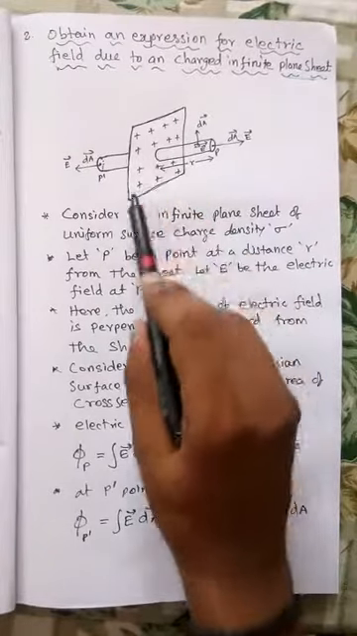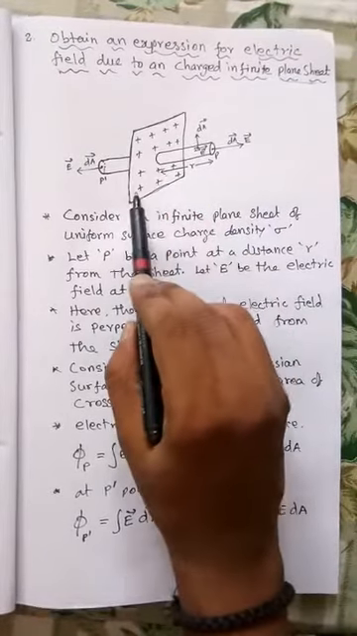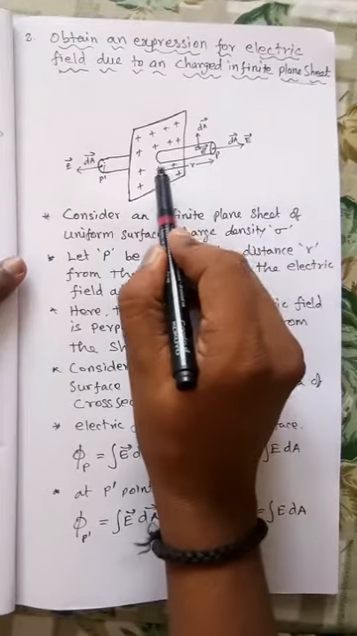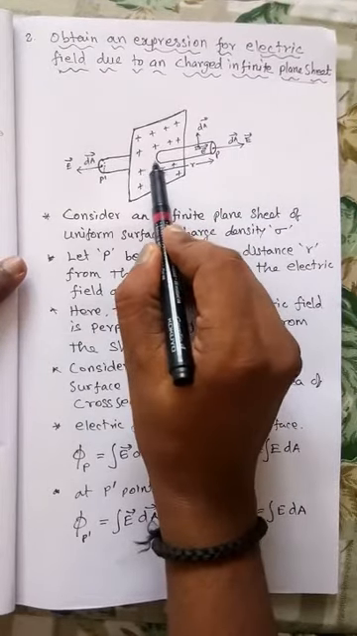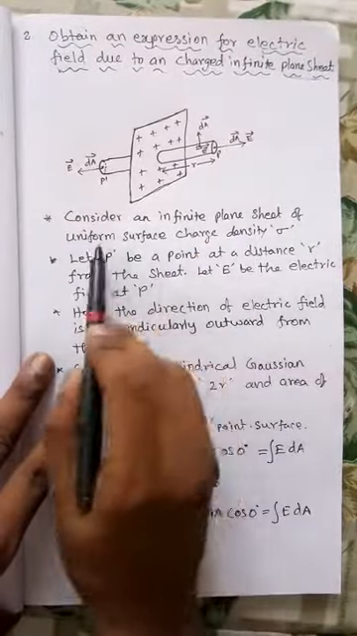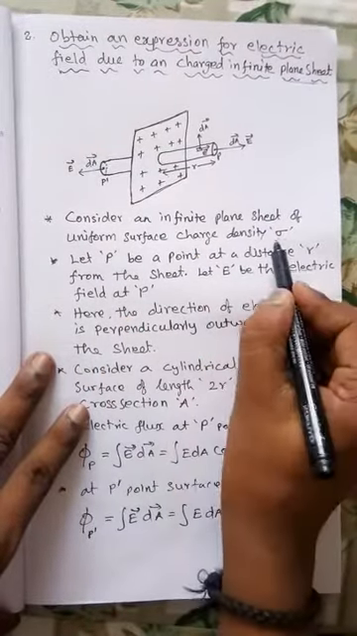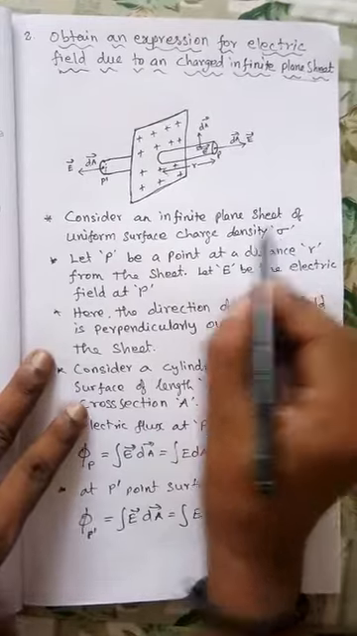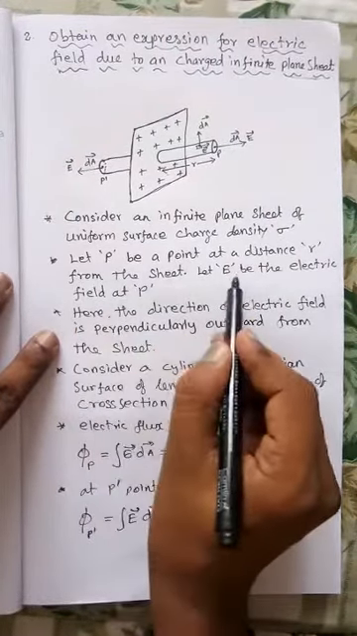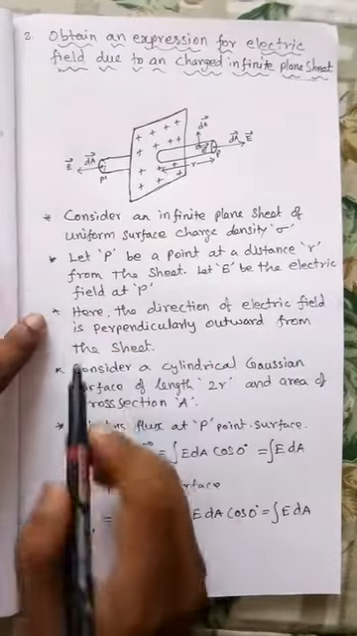See, you take one sheet. There is a charged sheet, positive charge. You consider one point P. The distance between the point and the sheet is r. Here, we consider an infinite plane sheet of uniform surface charge density sigma. Let P be the point at a distance r from the sheet, and let E be the electric field at P.